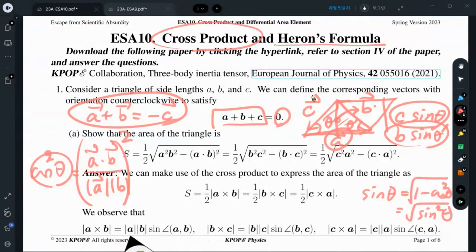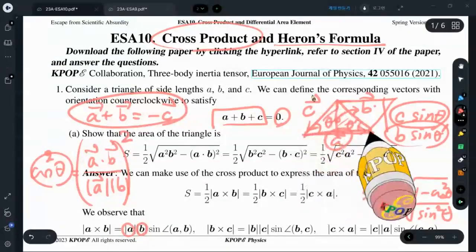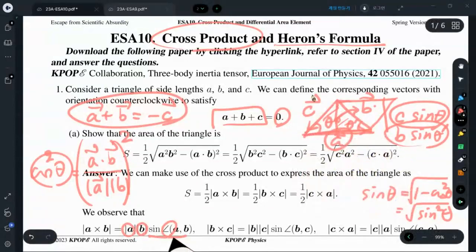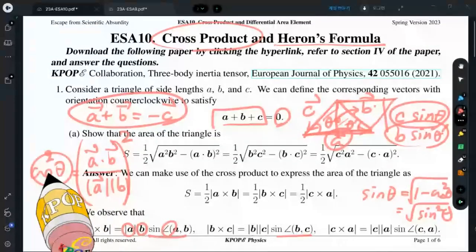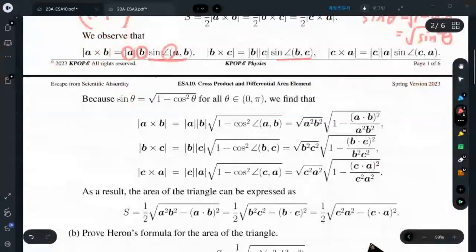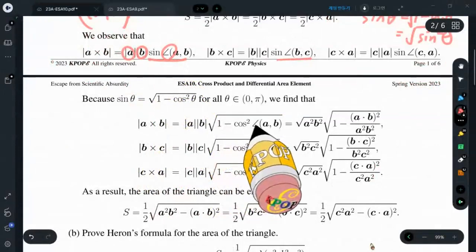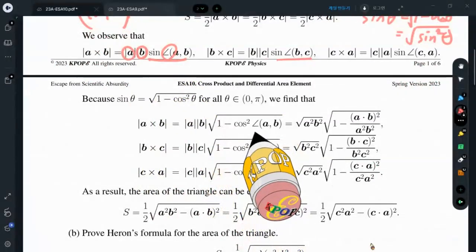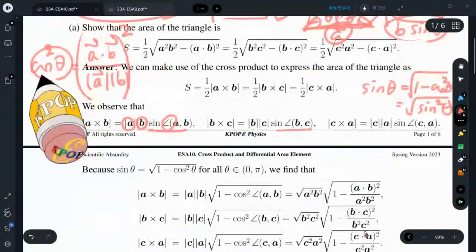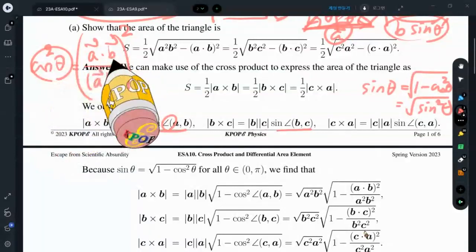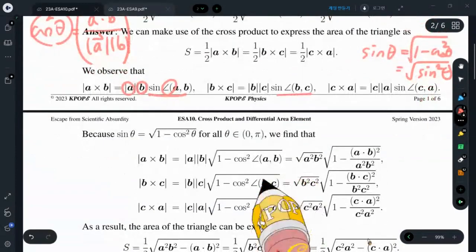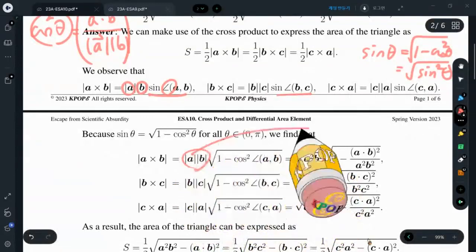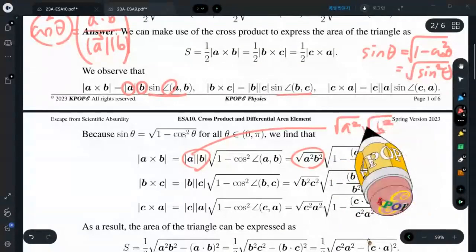Therefore, the area of a triangle is the product of the magnitudes of two sides and the sine of the angle. BC, sine angle. CA, sine angle. And that sine angle squared should be computed in terms of 1 minus cosine squared. So using this replacement, the sine is replaced with 1 minus cosine squared everywhere, and then substitute the result for cosine. The cosine between A and B is, what's that? A dot B divided by magnitude of A, magnitude of B. Substitute this one into here, I finally find it is this, right?